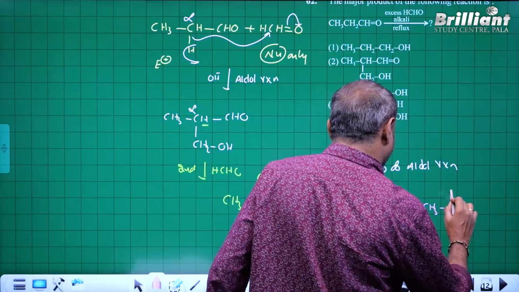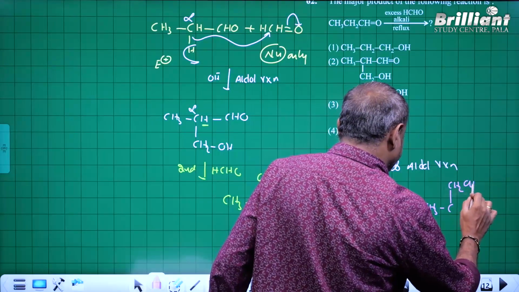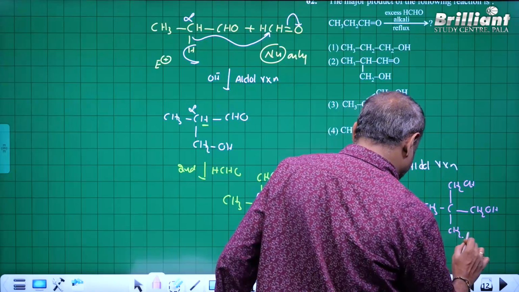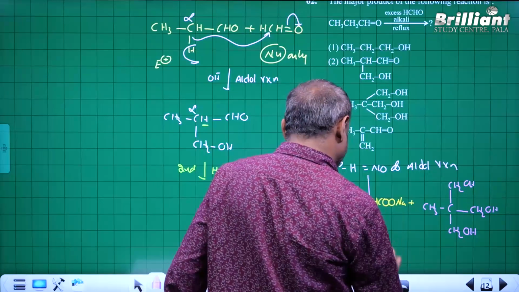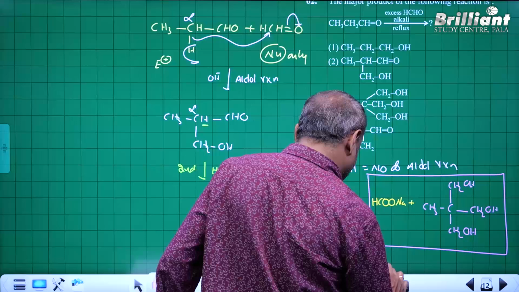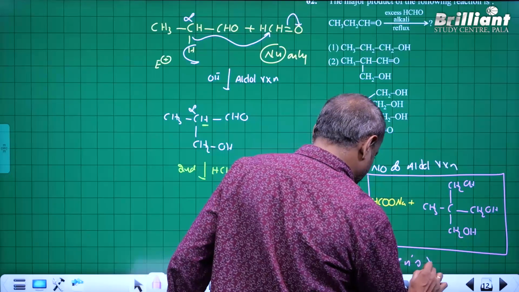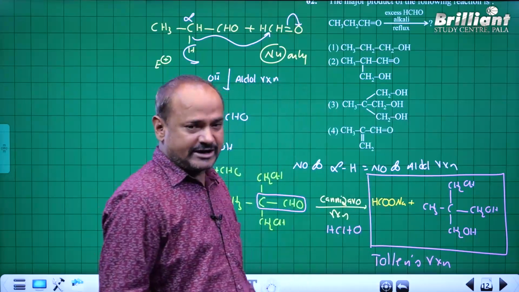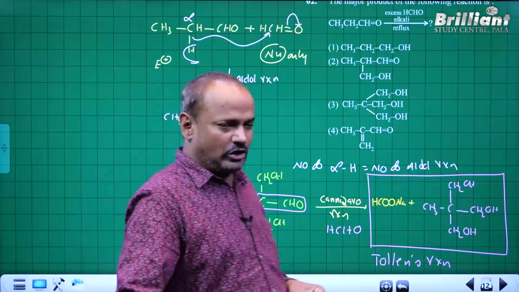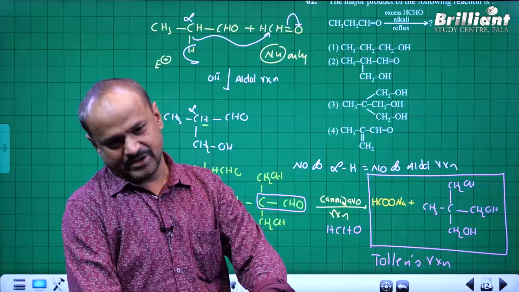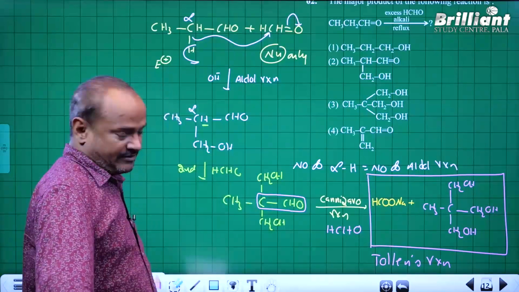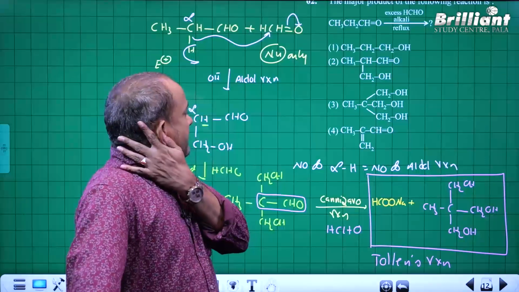CH3, CH2OH, CH2OH, CH2OH. So finally, these two products. This name of reaction is called Tollens' reaction. Tollens' reaction means one molecule is formaldehyde, one molecule is other aldehyde with alpha H. Excess of formaldehyde and other aldehyde with more number of alpha H, means maybe 2 or 3.